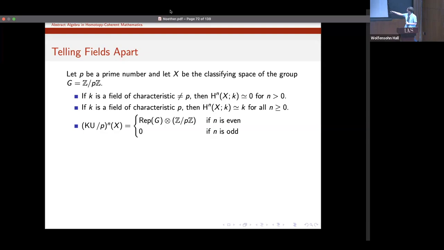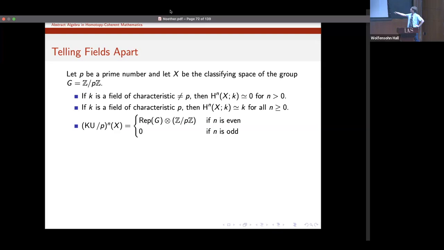And it turns out that for KU mod P in degree zero, you get everything this way. The degree zero cohomology of this space X is just the representation ring of G reduced modulo P.